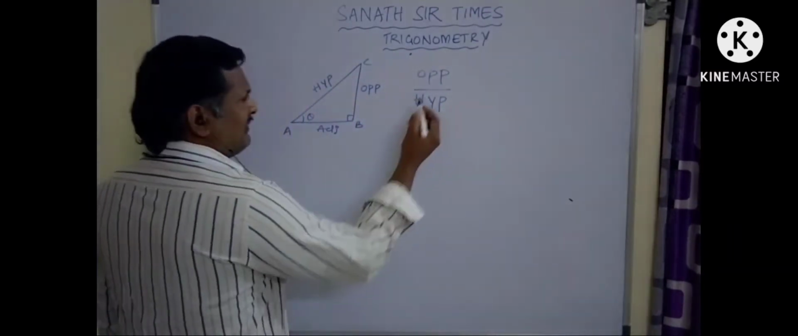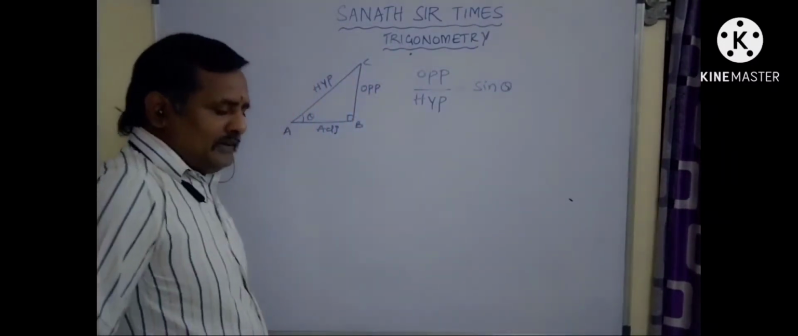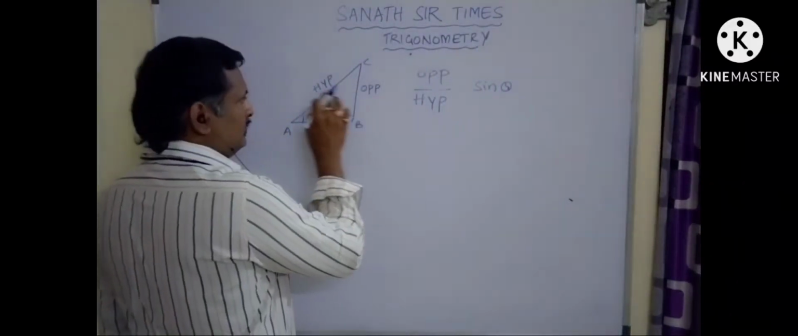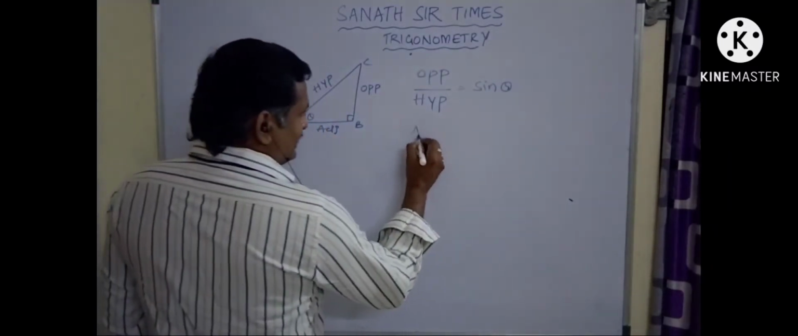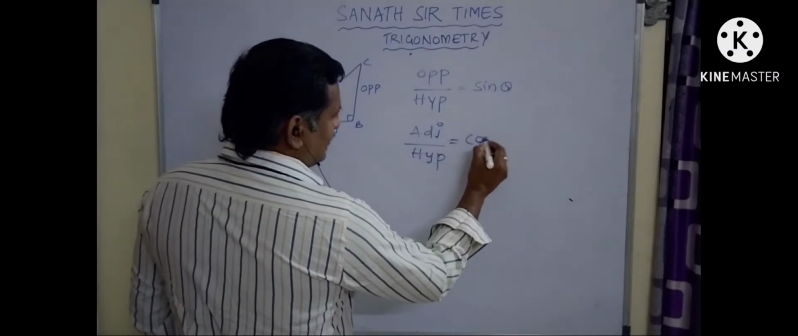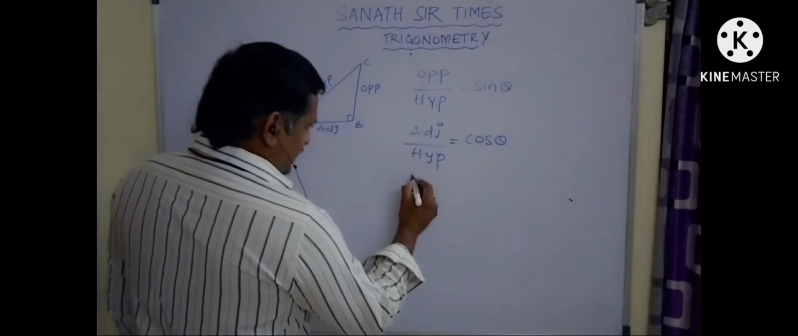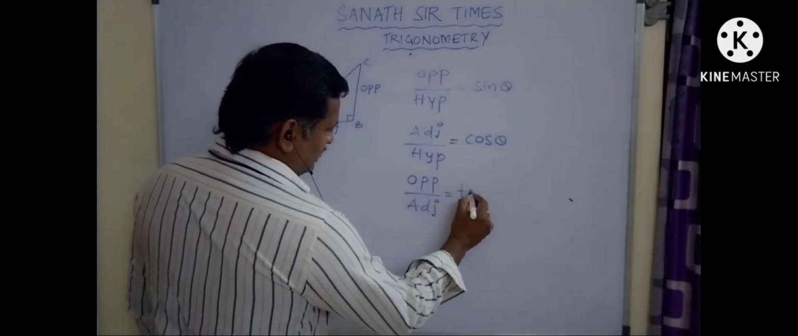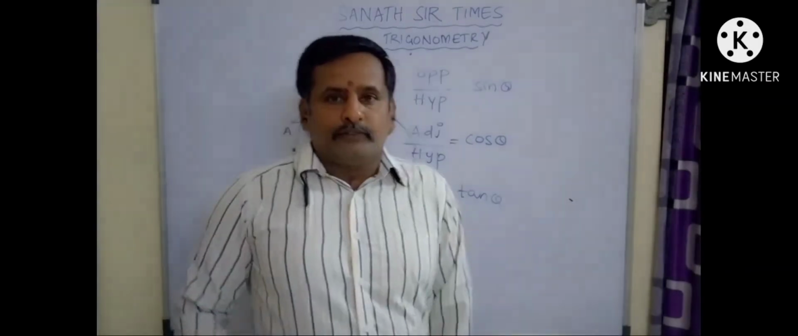The name given to this one is sin theta. If anyone asks you what is sin theta, it is the ratio of the opposite side to the hypotenuse, that's all. Similarly, when you divide the adjacent side by the hypotenuse, we name it as cos theta. And when you divide the opposite side by the adjacent side, we call it as what? Tan theta.